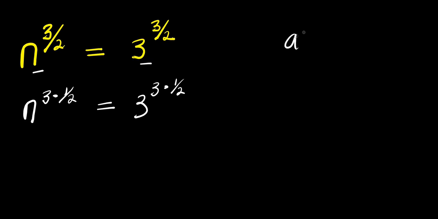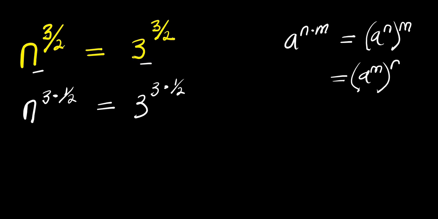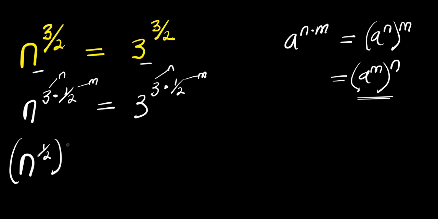Now, if you have a power m times n, this is just like writing a power m raised to the power of n, and also it's the same thing as writing a power n raised to the power of m. So we can convert it to n power 1 over 2 raised to the power of 3, and this equals 3 power 1 over 2 raised to the power of 3.